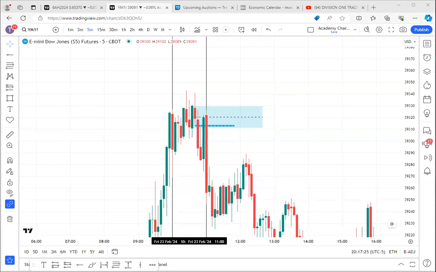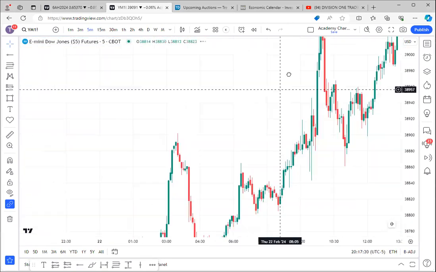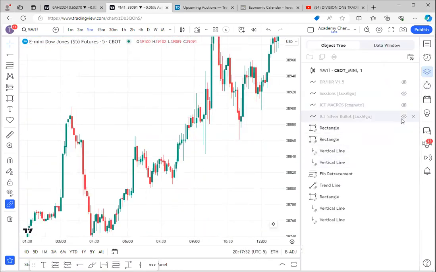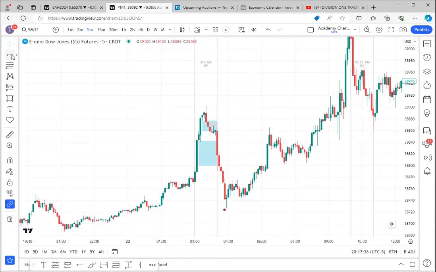So let's see. Let's go through one more example. Maybe one that's just a little bit different. I feel like the other two were very similar. Cool. So here we go.